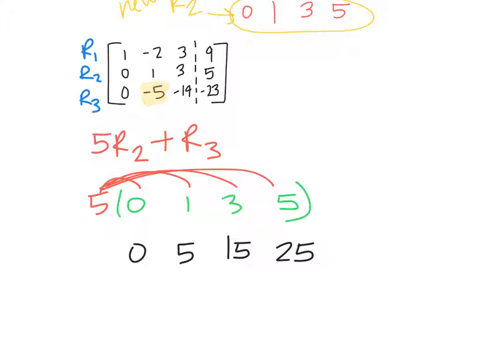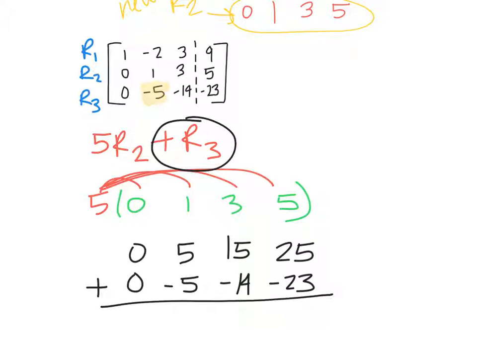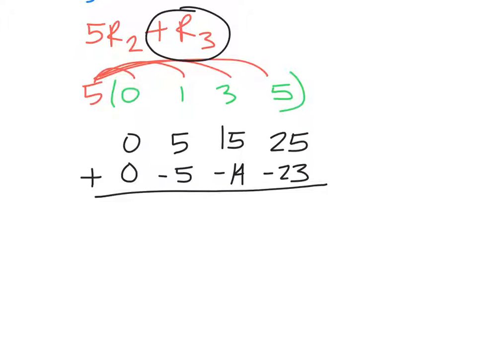And now we're going to add it to row 3. So let's write out row 3. So add row 3, which is 0, negative 5, negative 14, and negative 23. And let's add these together. When I add 0 plus 0, I get 0. When I add 5 plus negative 5, I get 0. When I add 15 plus negative 14, I get 1. And when I add 25 plus negative 23, I get 2. And this is our new row 3.